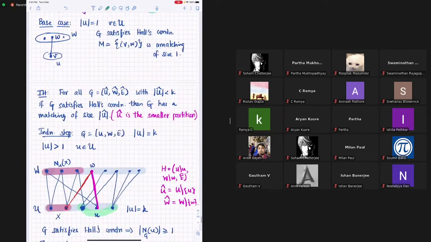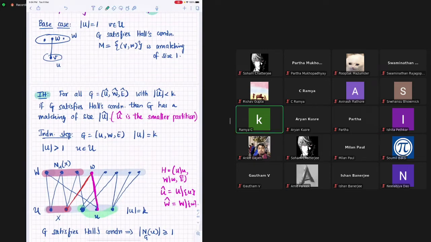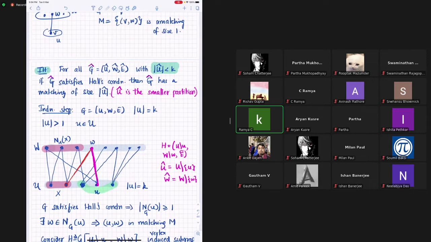Now in the other case, you assume that the statement is true for all bipartite graphs where the cardinality of the smaller partition is strictly less than K. In that case, whenever such a graph satisfies Hall's condition, so let's name the graph G hat, if G hat satisfies Hall's condition, then G hat has a matching that matches every vertex in the smaller partition, which is U hat. Okay, it's written here.